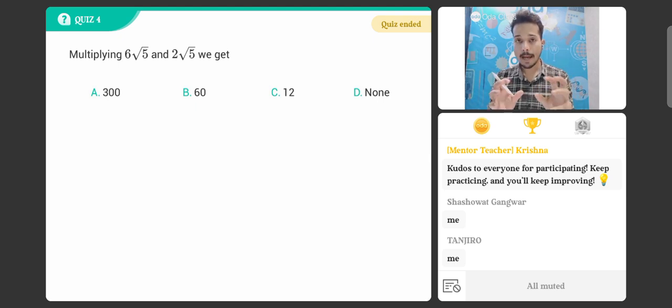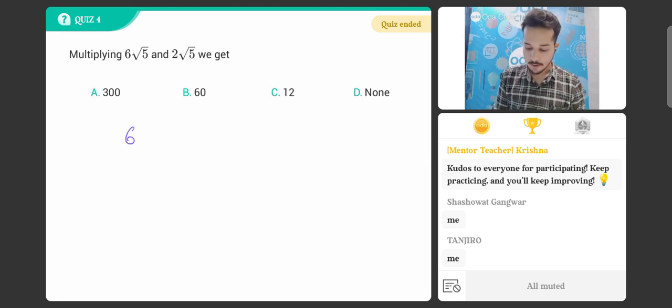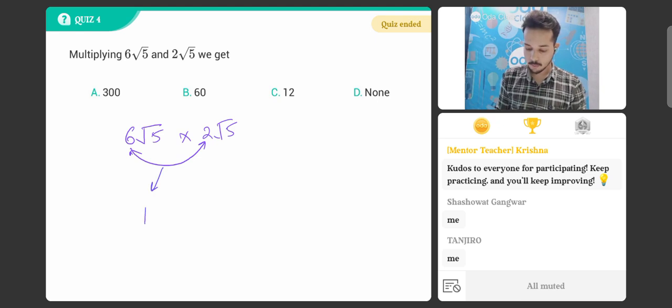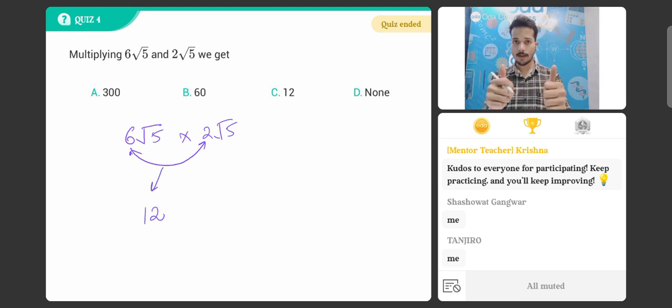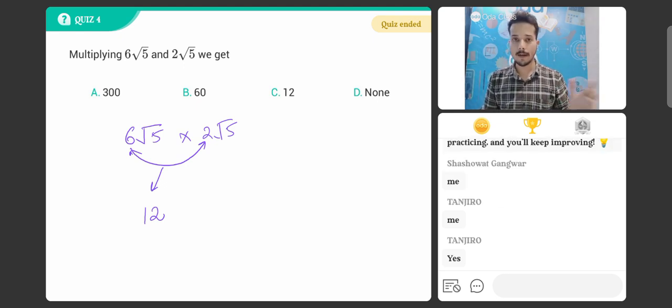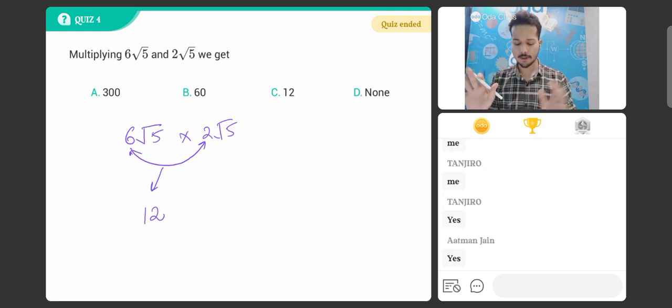First, combine the normal numbers. This is 6 root 5 into 2 root 5. Multiply 6 and 2. 6 into 2 is 12. Give me a thumbs up if this step is clear, if you made a mistake. Those who got it right, it's good.